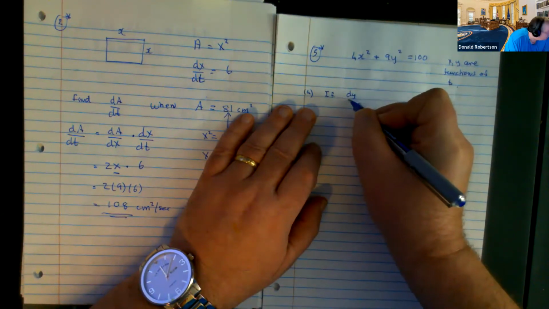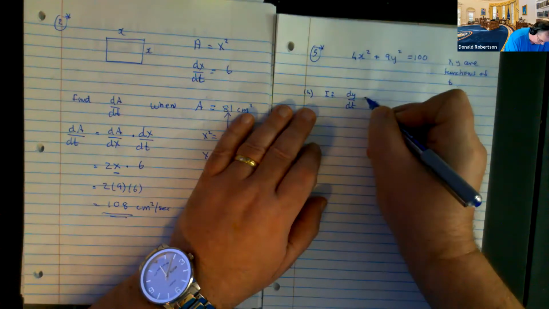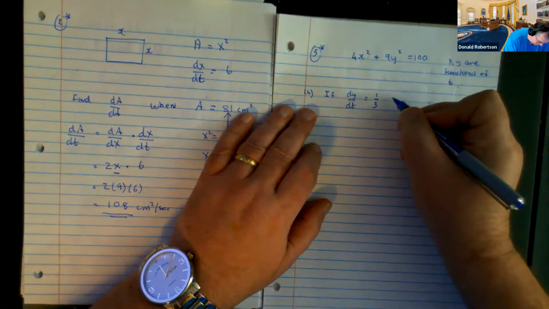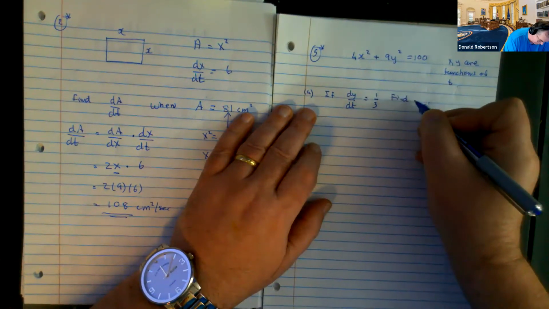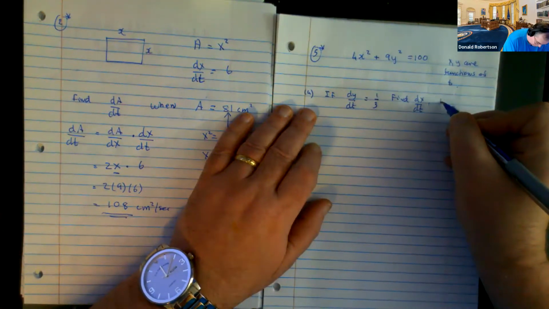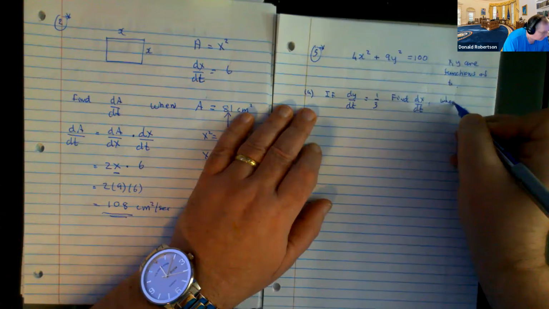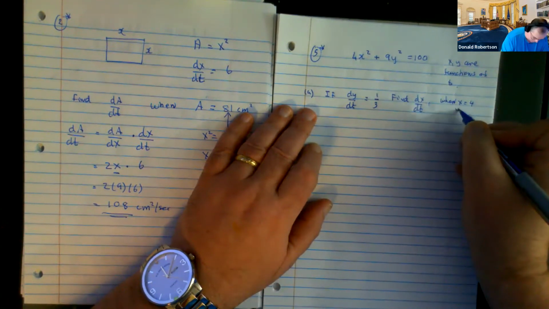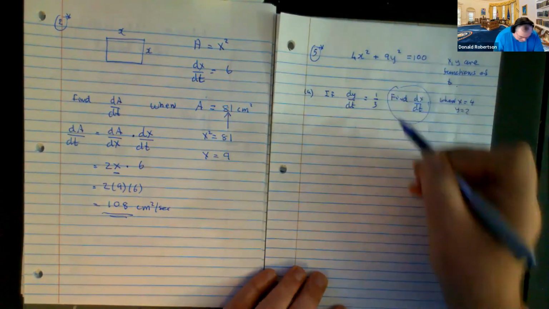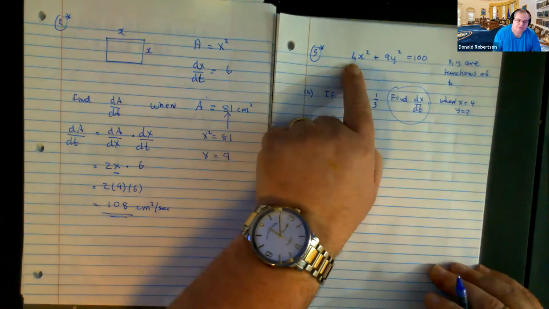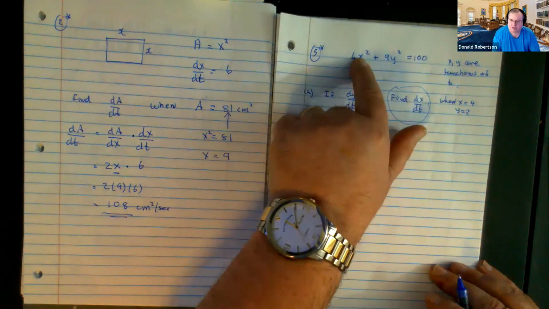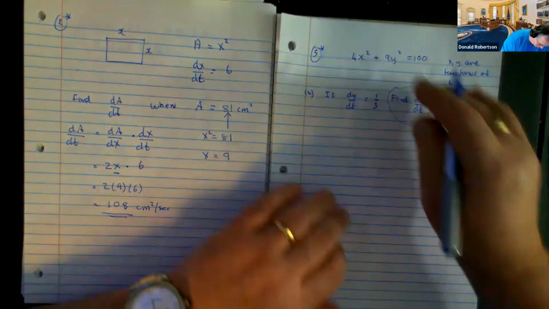If the value of dy by dt is 1/3, find the value for dx by dt when x is equal to 4 and y is equal to 2. So the one we're looking for eventually is going to be that one. So this is not A equals or V equals. This is 4x squared plus 9y squared equals 100, but we're still going to essentially do it the same way.